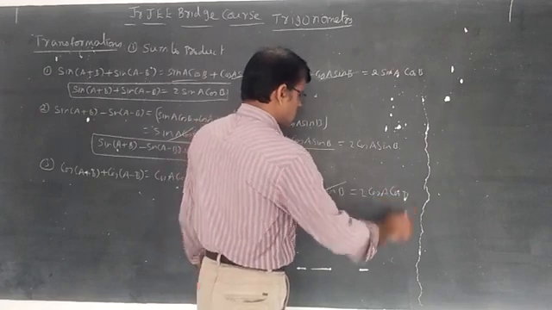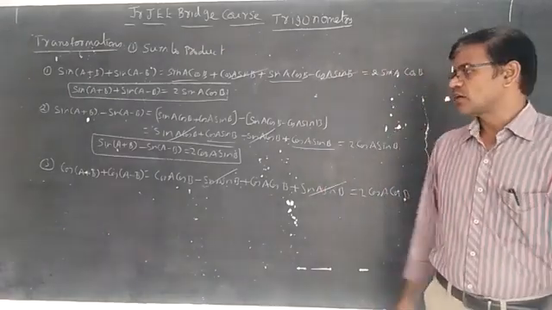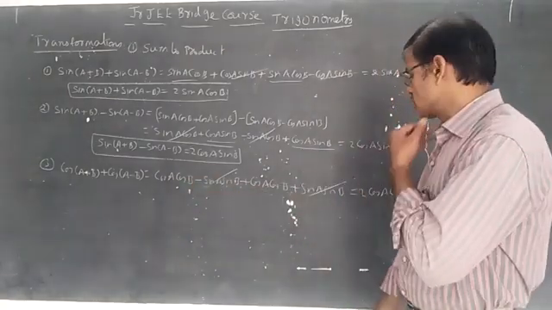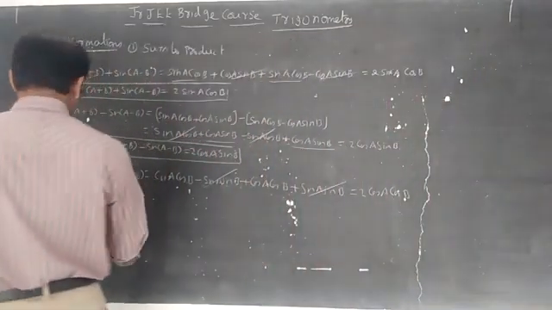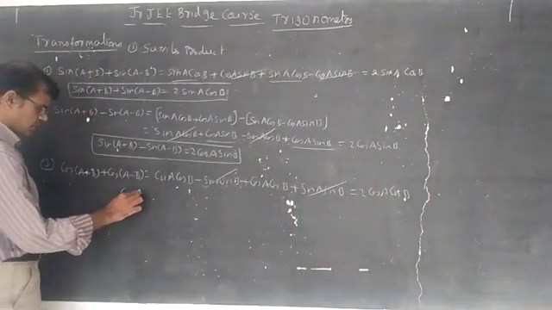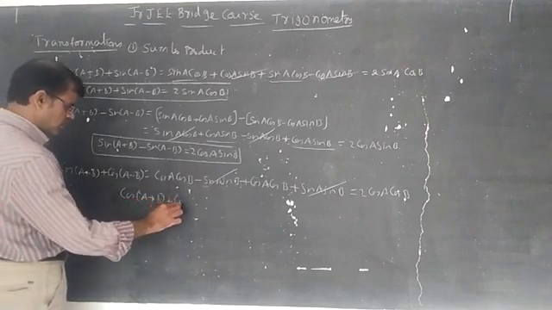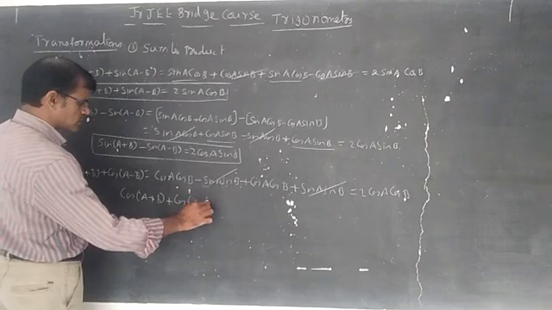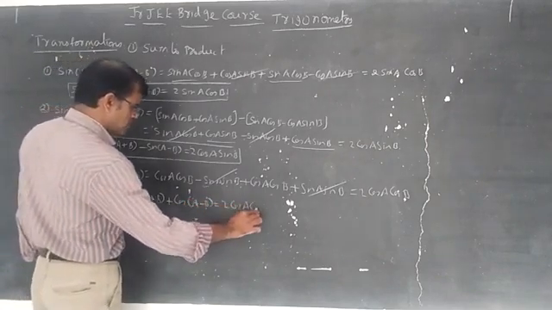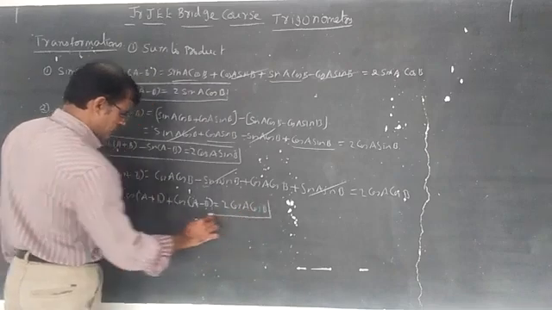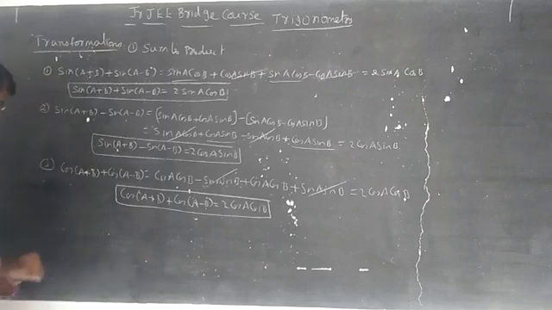So whenever we get two cos values in the summation, we get two cos values in the product also. So cos of A plus B plus cos of A minus B we can write in the form of 2 cos A cos B. Cos of A plus B plus cos of A minus B is equal to 2 cos A cos B.